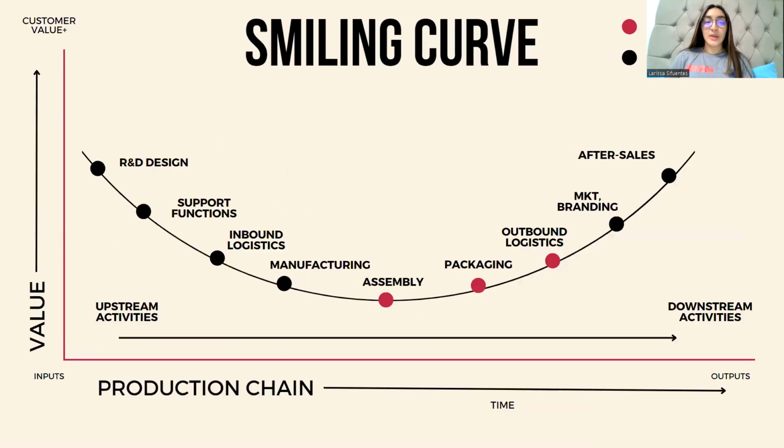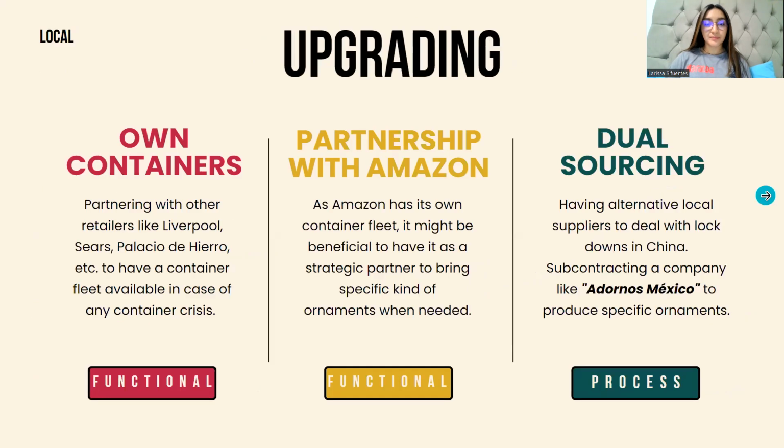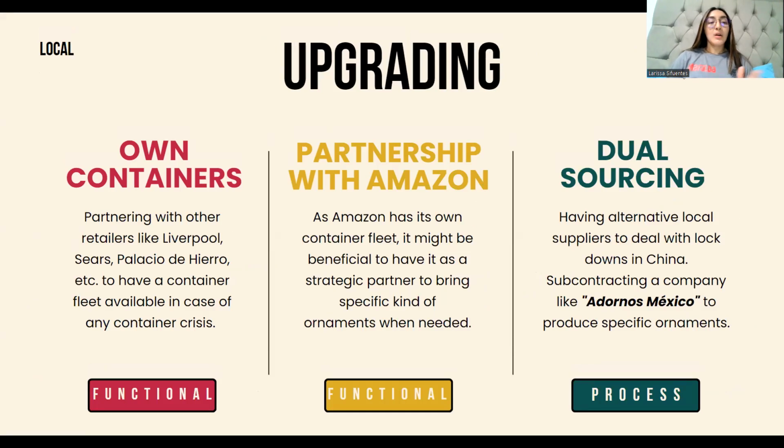And now, continuing with Walmart's case, what should Walmart do and where should they focus their strategies? So I propose these 3 activities, which are assembling, packaging, and outbound logistics. With this 3-activity proposal, first, owning containers and a partnership with Amazon are 2 proposals specifically focused on mitigating the risk of container shortage, as mentioned in the case.